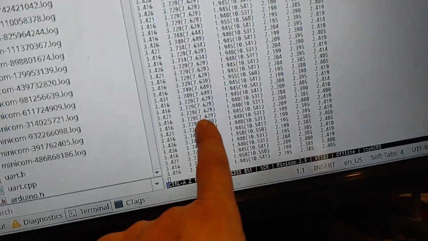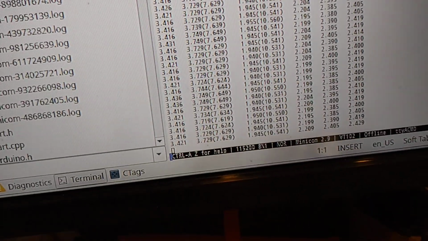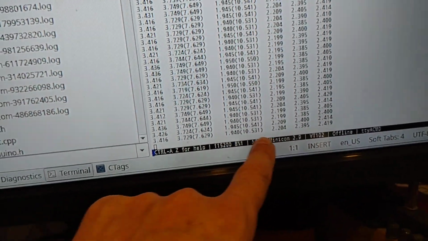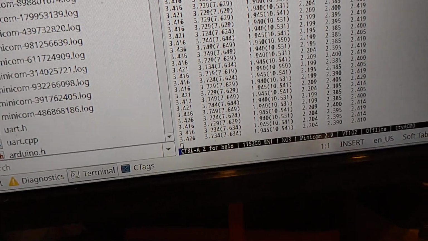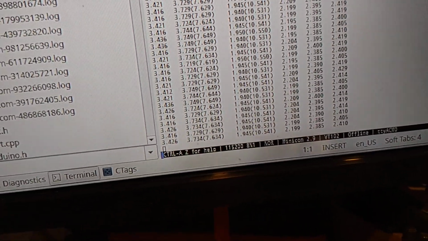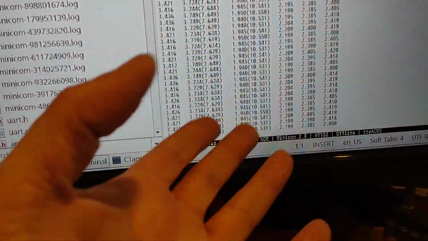You don't actually know. It's the difference between these two, essentially. According to this, that's 7.6 and that's 10.5, so it's 3.1. Sorry, no, it's 2.9-ish. So it's saying it should be 2.9 volts. What we actually got is 3.2. There you go, so that's reading low.